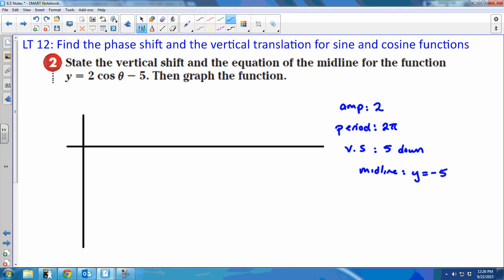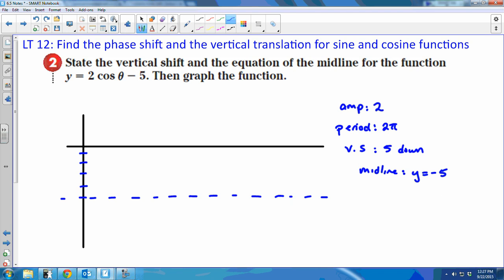So if we're going to graph this, we need to graph the midline first. All right, that's where our new x-axis is going to be, sort of. So 1, 2, 3, 4, 5. That's our midline. It's a dashed line, so yes.